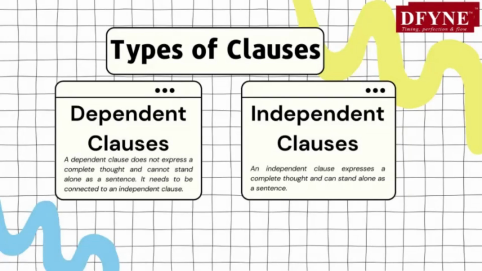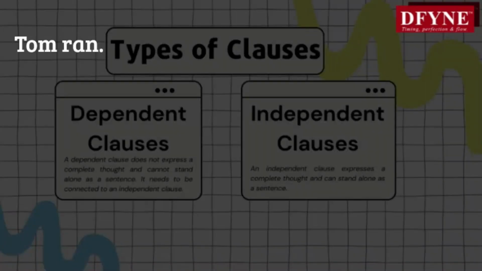An independent clause can be a sentence and completes a thought. That means our example from earlier, Tom ran, is an independent clause. There could be more details added here, like where did he run to or who did he run from, etc. But this is a sentence and conveys one complete thought.